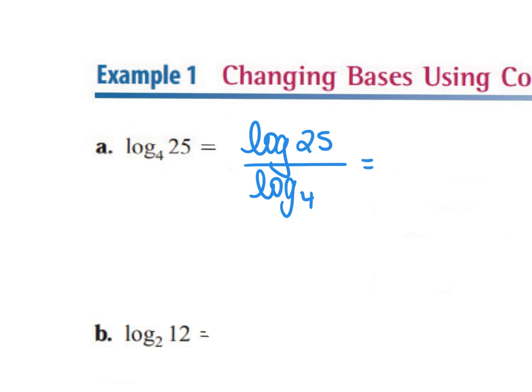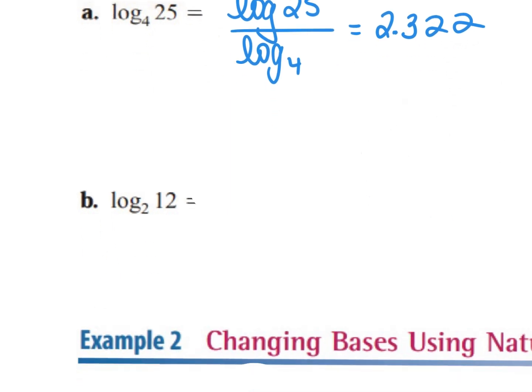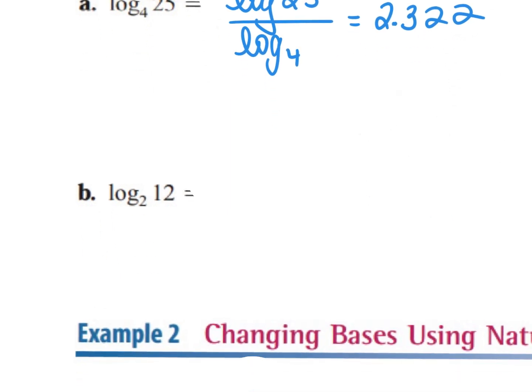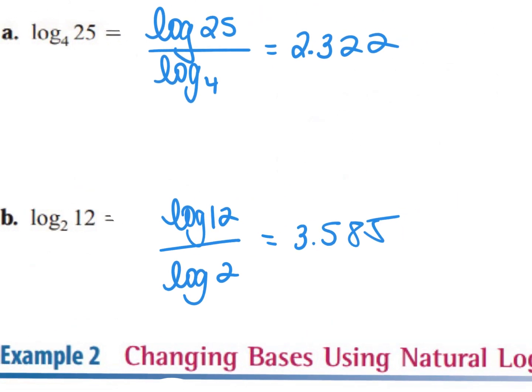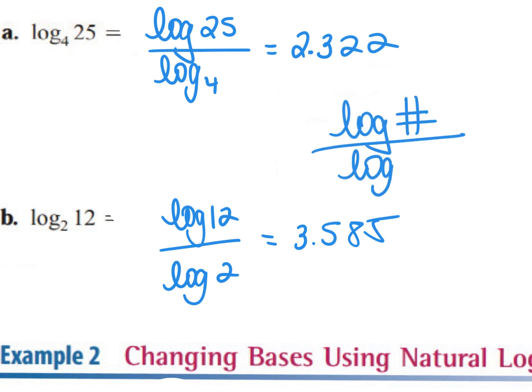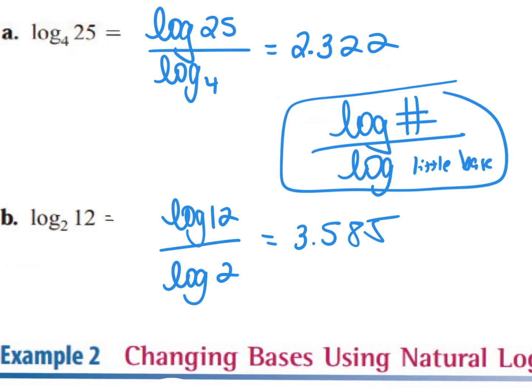So when you hit log 25 divided by log 4, what do you get? 3 decimal places. 2.322. Perfect. So how would you do B in your calculator? Log 12 over log 2. What do you get? 3.585. Perfect. That's the change of base formula. That's what you've got to remember: it's log of the number over log of the little base. That's it. Super simple.